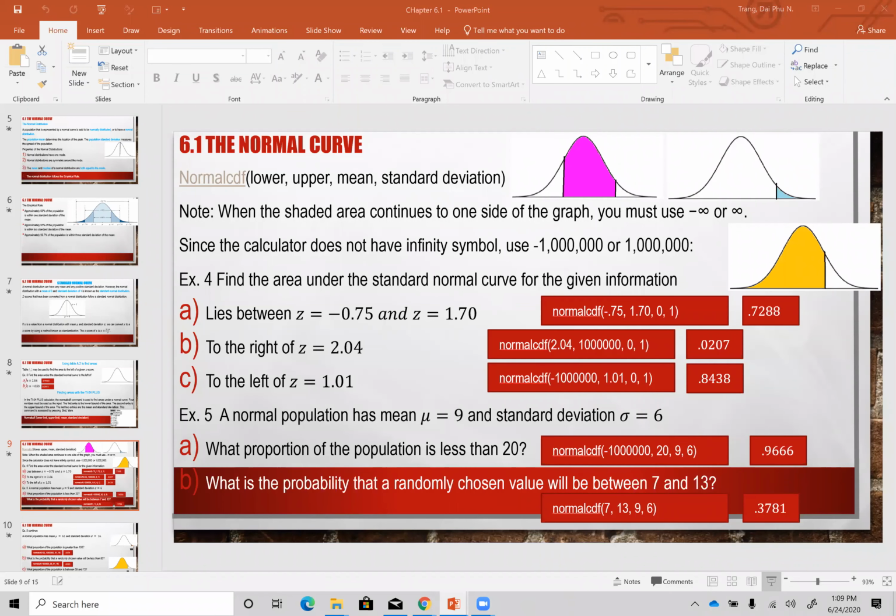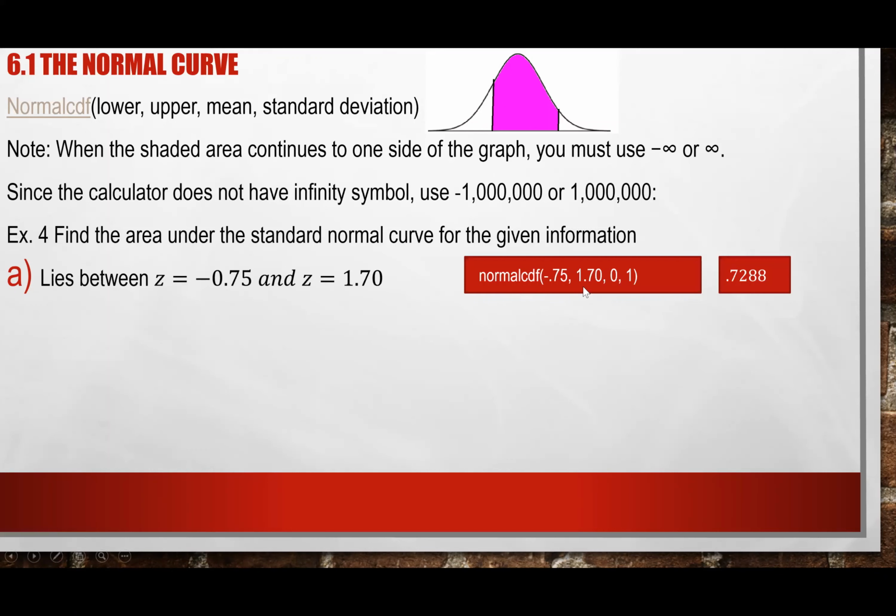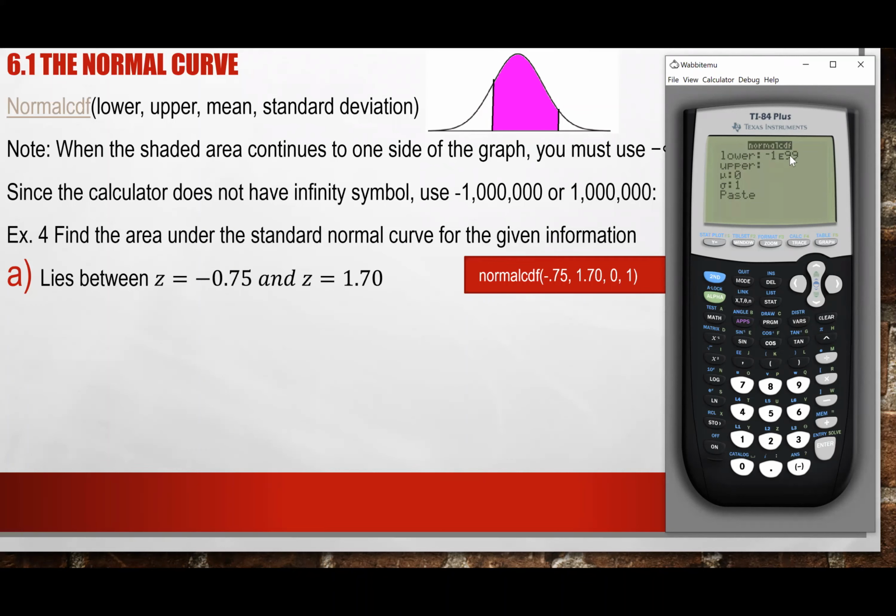If you have an 84, this is what I ask you guys to type in: normalcdf, negative 0.75, 1.70, and 0, 1. The 84 is a little bit more advanced than the 83 in the sense that you have a window prompt for you. If you hit second VARS and normalcdf, you will have this window prompt. Don't worry about this negative 1 E 99. It just tells you that there are 99 zeros after this one, which is very humongous. Anyway, if you have the 84, you have this window prompt.